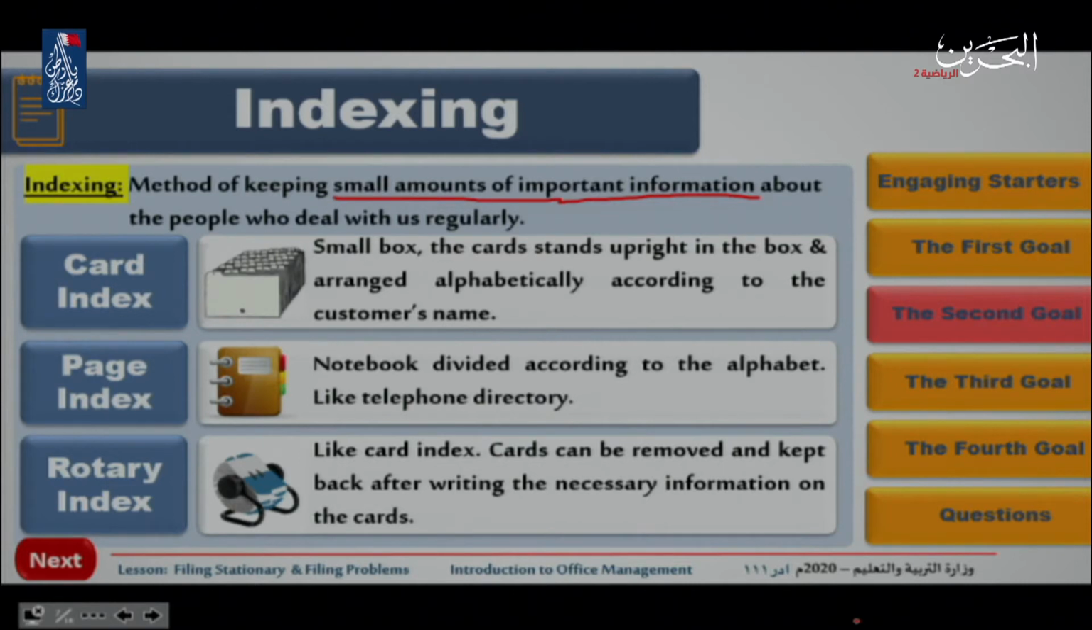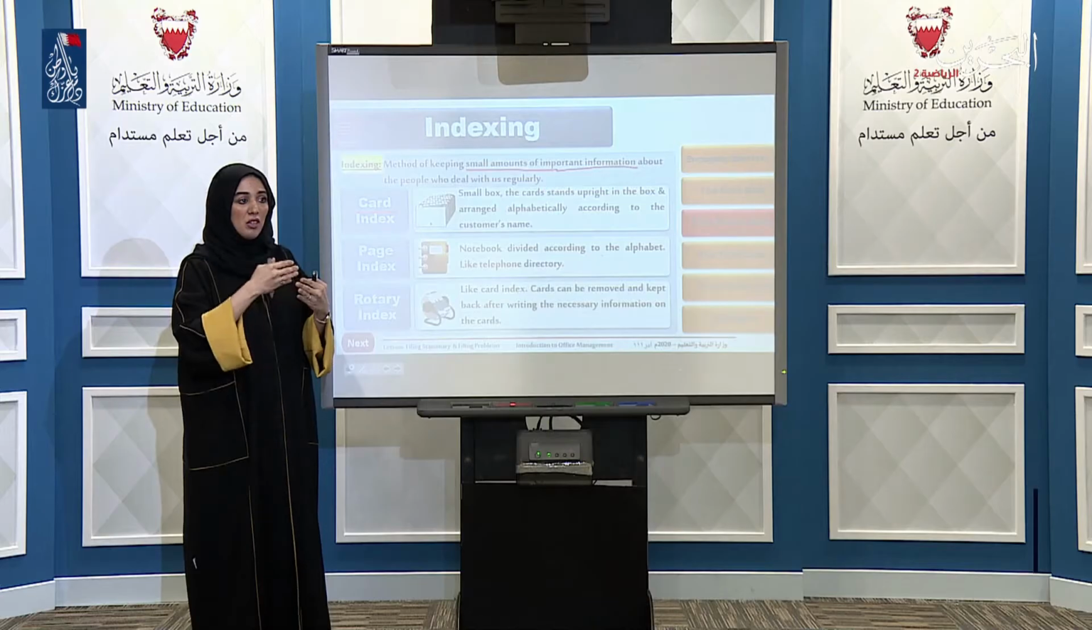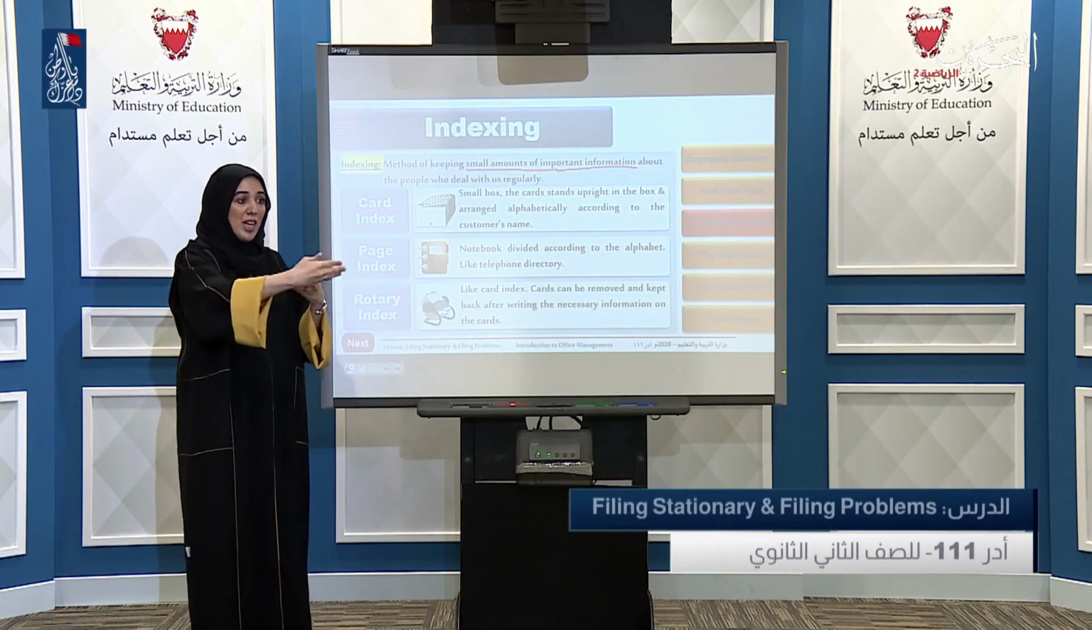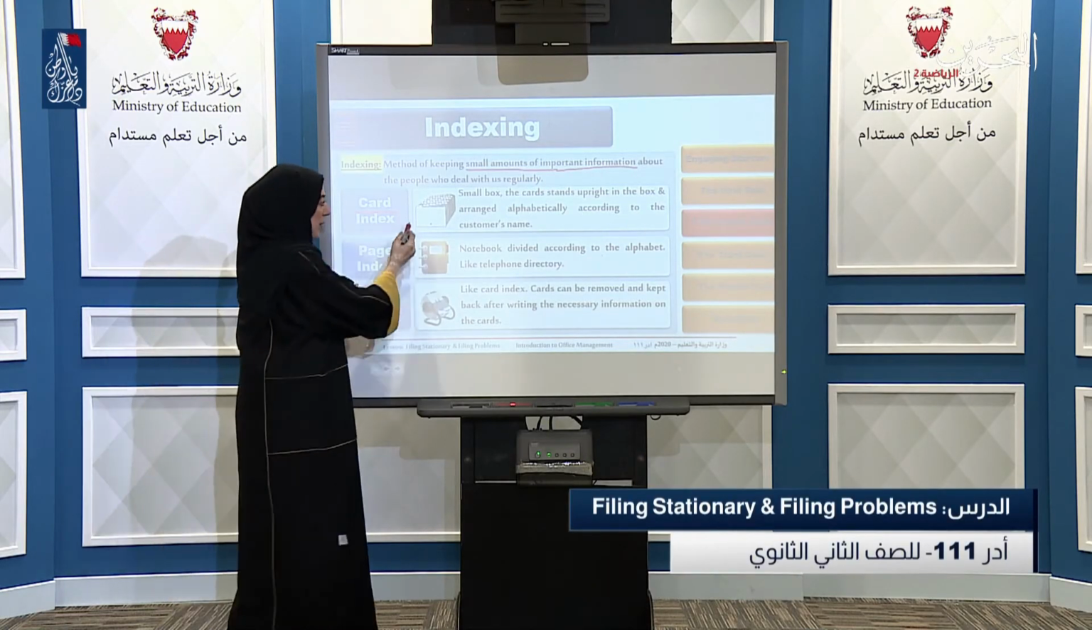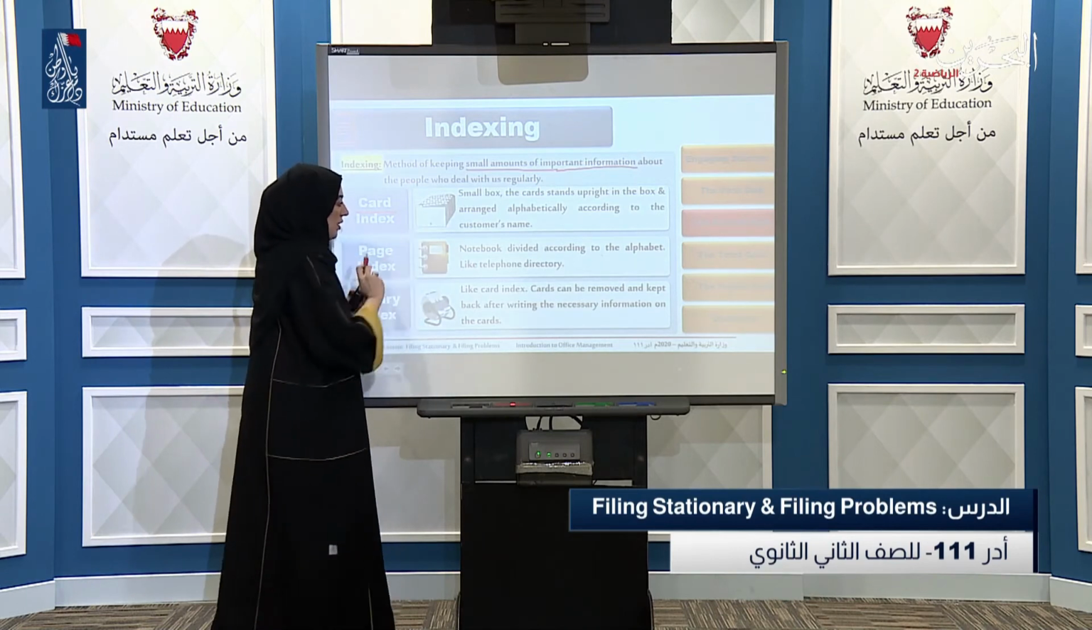Let's see the types of indexing that we have. First, we have the card index. Card index is a small box. The cards stand upright in the box and are arranged alphabetically according to the customer's name. If I have a customer whose name is Ahmed, he will be the first one since he starts with the letter A. If I have a customer named Mohammed, he will come after, in his place. So it's going to be arranged from A to Z.